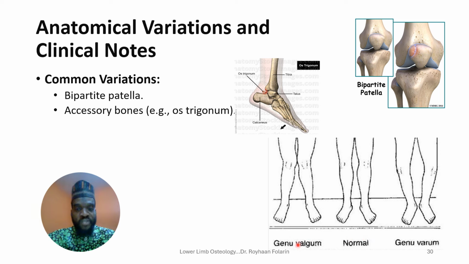In the case of genu valgum, you can see the knees are touching. This is what is called knock knees. The knees are knocking on each other. So it's a variation where the knees angle inward, causing increased stress on the lateral structures of the knees. A lot of stress is on the lateral structures of the knee during this knock knee. So genu valgum.